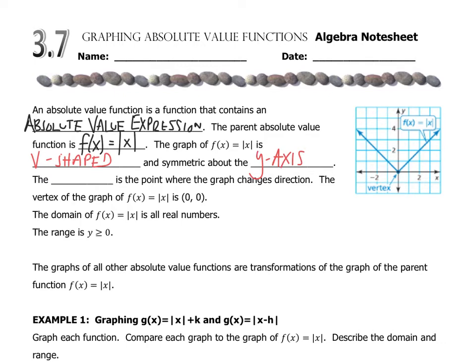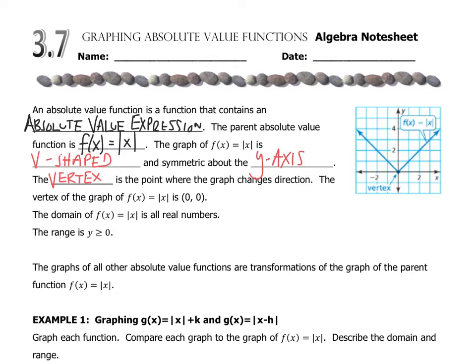So we just talked about that point, the vertex. This is the point where the graph is changing direction. It's obviously coming down on the left side, it hits that point, and then it jumps back up. That is the vertex. The vertex in the parent function is 0, 0, or the origin.